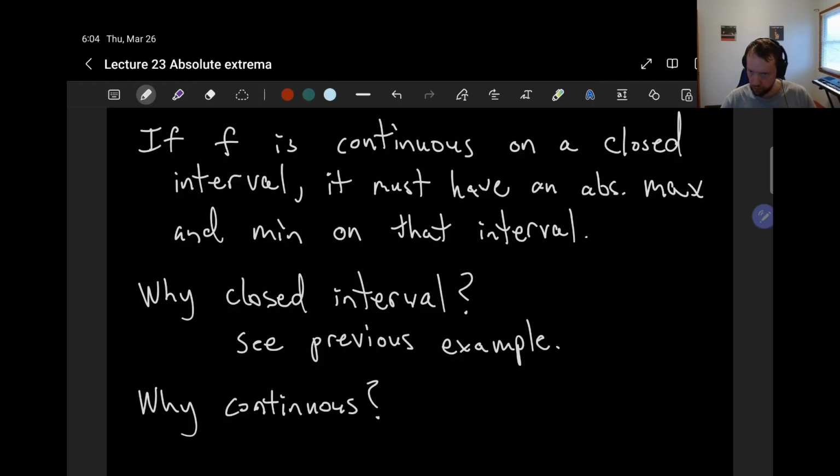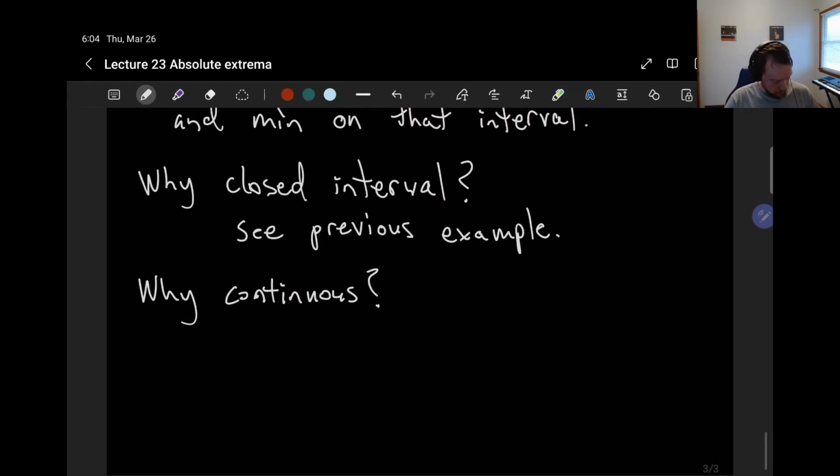Continuous on a closed interval in order to guarantee an absolute maximum and absolute minimum. Well, we're going to look at a case where we are defined on a closed interval, but we're not continuous, and it's going to fail.